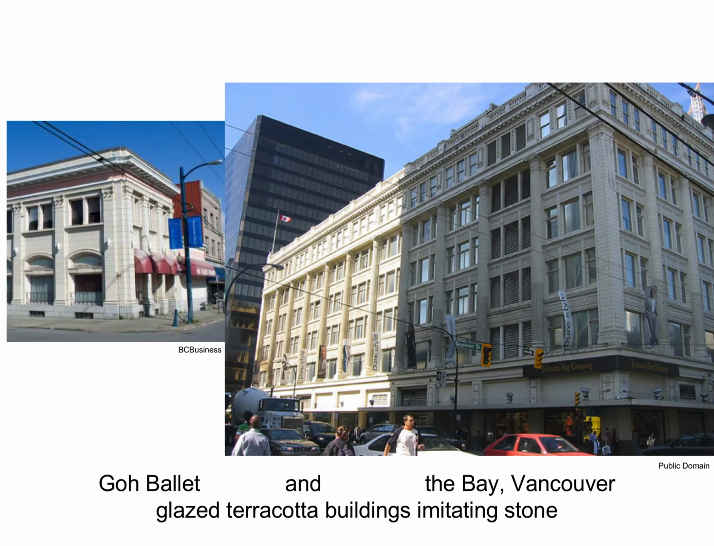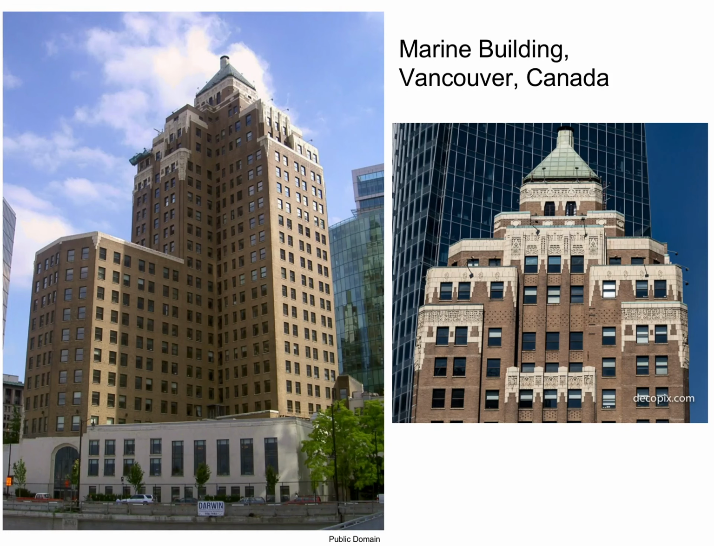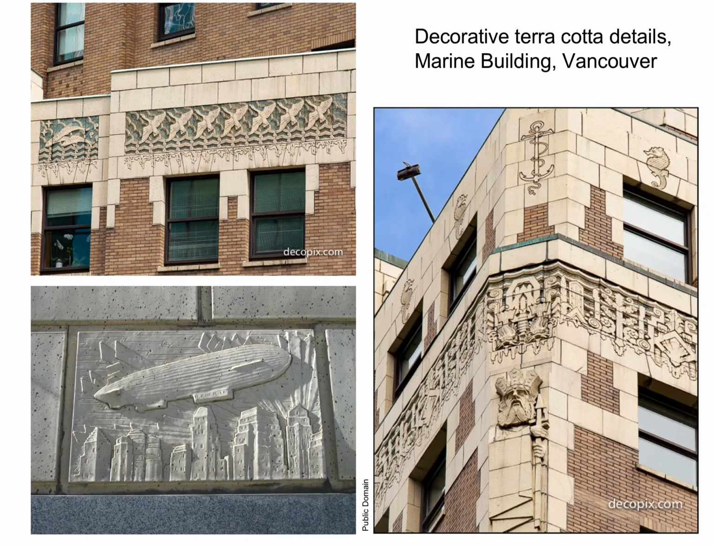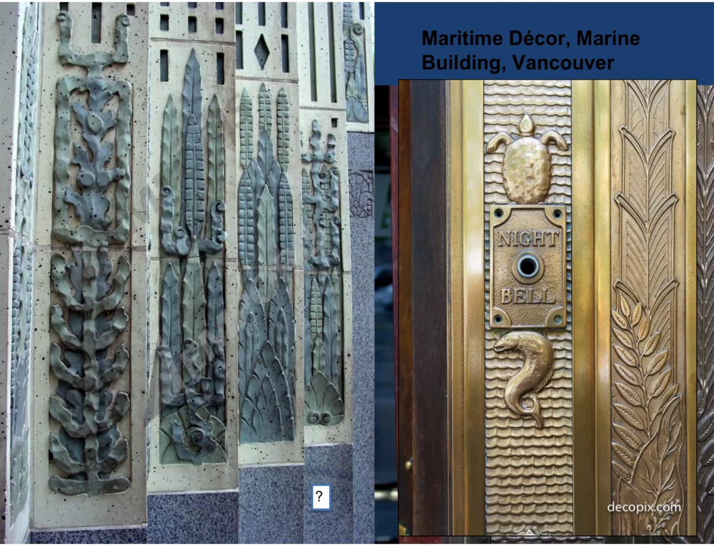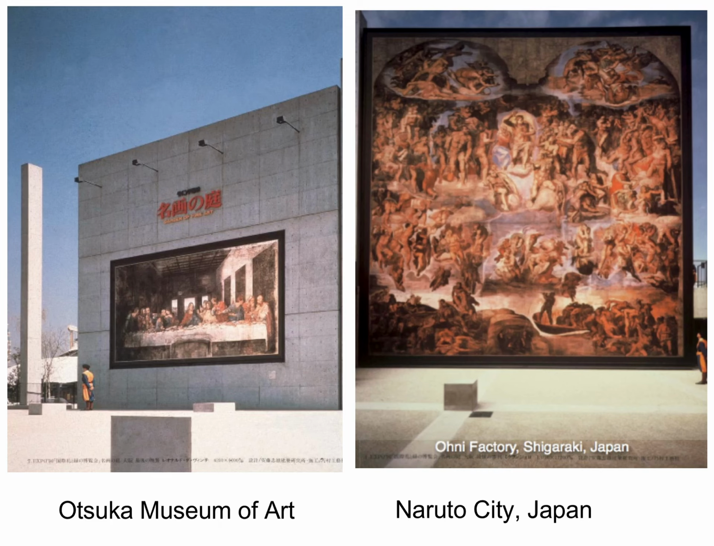In Vancouver, we have the Gowlings building on Main Street and downtown the Bay building, which are covered in glazed terracotta imitating stone. And of course, the Marine Building, maybe the most beautiful building in Vancouver, built out of bricks, covered with terracotta details and ceramic tiles inside and out. The lobby is particularly beautiful.